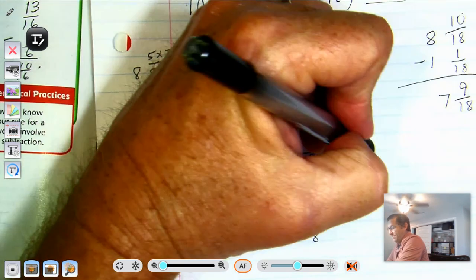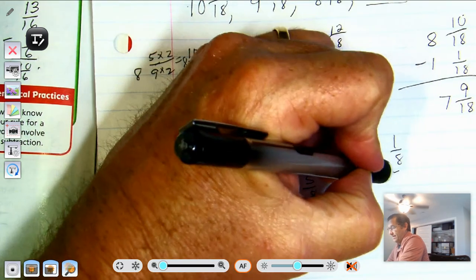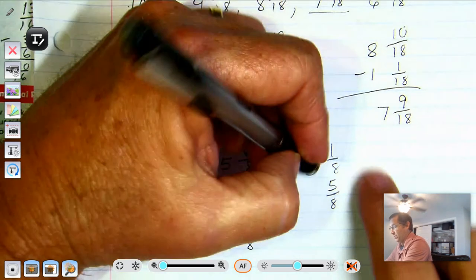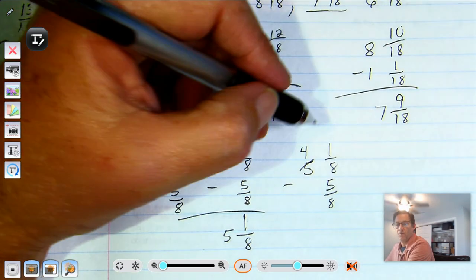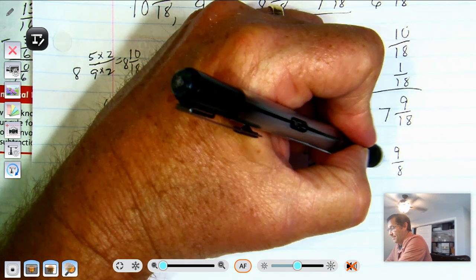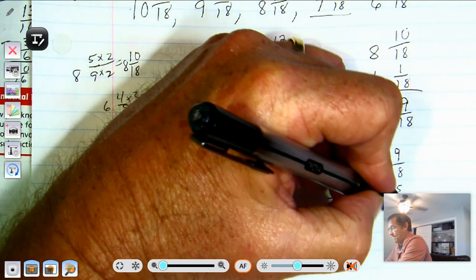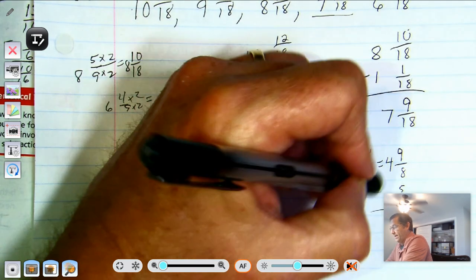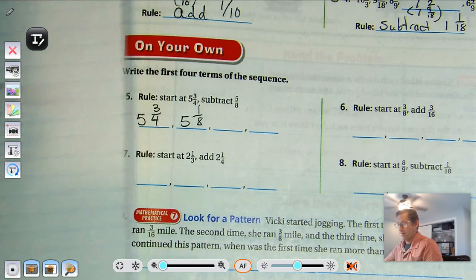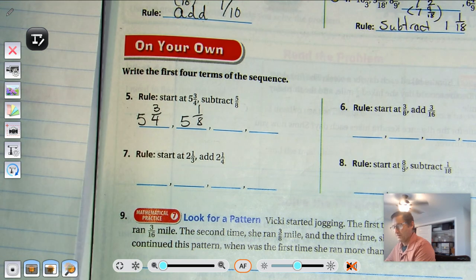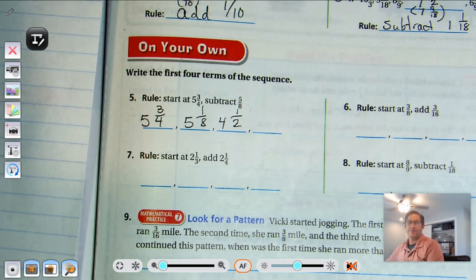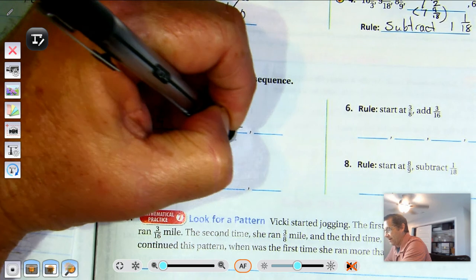And now we have to take 5 and 1/8 and take away 5/8. Well, we know we can't take 5/8 from 1/8, so we're going to rename the 5 wholes as 4 wholes and add 8/8 to the 1/8. 9 take away 5/8 is 4/8. So 4 and 4/8. Well, I recognize that 4 is half of 8. So 4 and 4/8 is the same as 4 and 1/2. I'm going to write 4 and 4/8 underneath there.